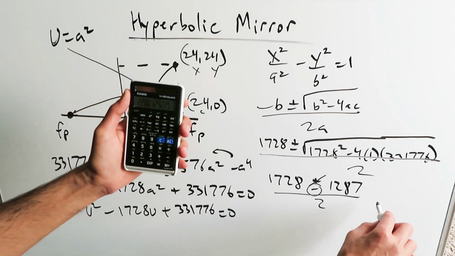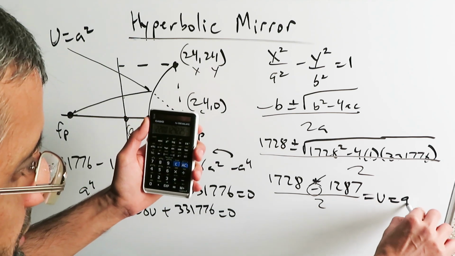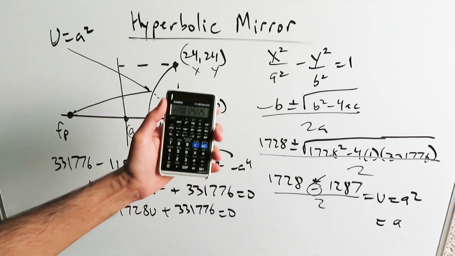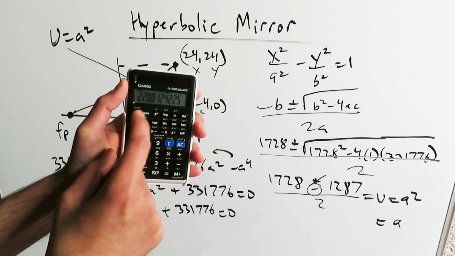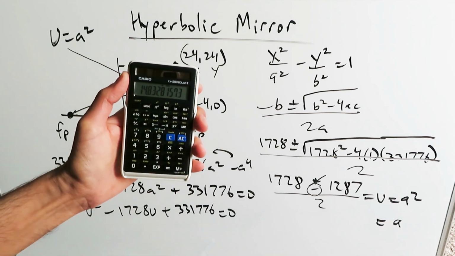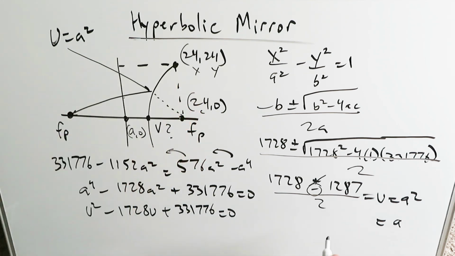So I know all of this is equal to u, but this is equal to a squared, so a is equal to the square root of this calculator value. When I square root it, I get over here 14.83. That right there is my a value, 14.83.